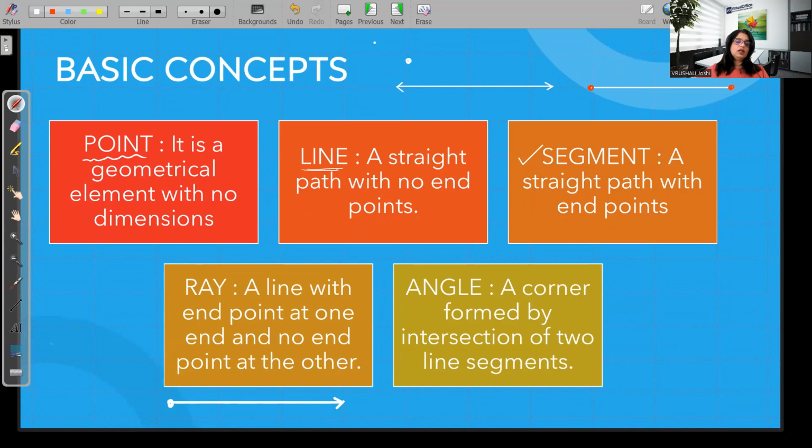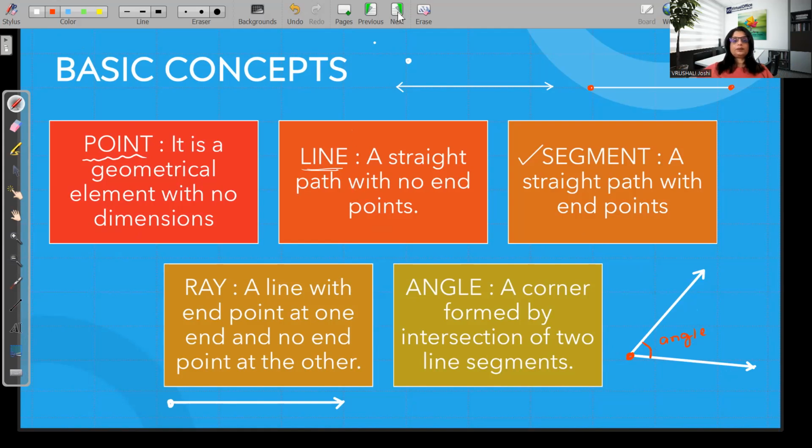Then we have the angle. What is the meaning of the angle? You take one line segment or one ray, and you take another ray or a line segment. They both are meeting at one point, this point. Correct? This part is called an angle. You will measure it as 30 degree, 40 degree, 45 degree, 60 degree, 70 degree, 90 degree, more than 90 degree, less than 90 degree, everything. Correct? So these are the basic concepts before we go ahead in the chapter.